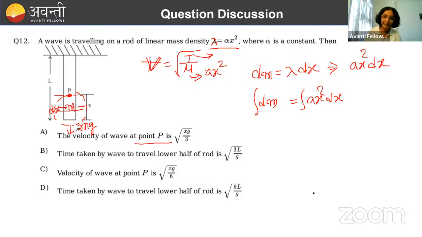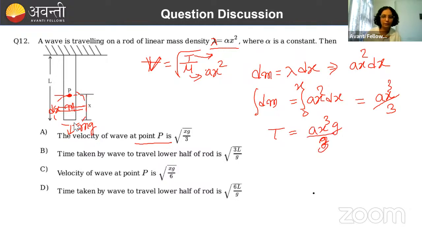So integrate from where to where? We have to calculate tension at point P. And point P is at what distance from the bottom? It is at a distance x. So यहाँ पे nothing but 0 to x. So how much value we are going to get? Ax cube by 3. This is the mass. So what will be the tension? Tension will be ax cube by 3 into g.